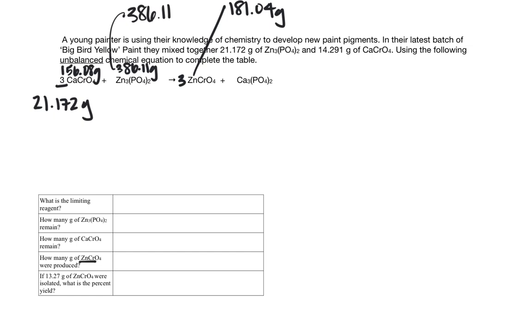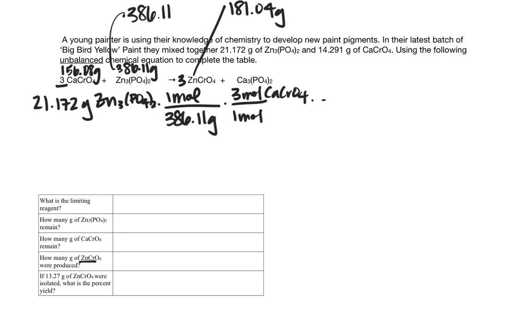I'm going to take my 21.172 grams of zinc phosphate, and I'm going to convert that to calcium chromate. So there are 386.11 grams in 1 mole. And there are 3 moles of calcium chromate for every 1 mole of zinc phosphate, and 1 mole of calcium chromate is 156.08 grams. Now this tells me that we need 25.676 grams of calcium chromate.